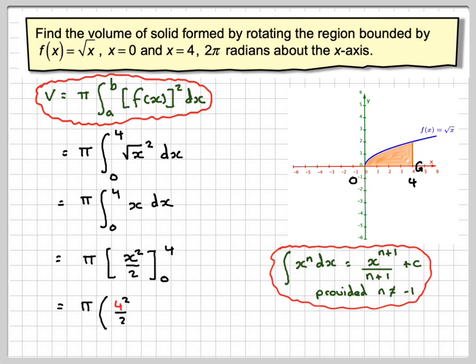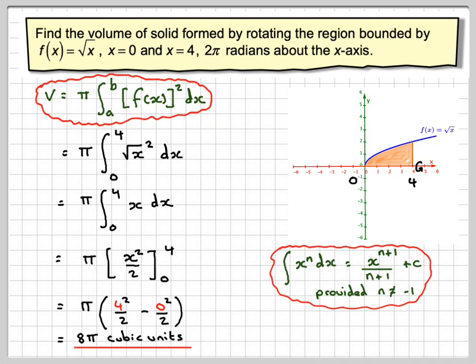So we're going to get pi times 4 squared, substituting in the 4, divided by 2, minus 0 squared divided by 2. Don't always assume that when you put 0 in, it will be 0. What would happen if this was cos x, for example? The cos of 0 is actually 1, so be careful. 4 squared is 16. 16 divided by 2 is 8, so we get 8 pi. We get nothing from here, so we get an answer of 8 pi cubic units.